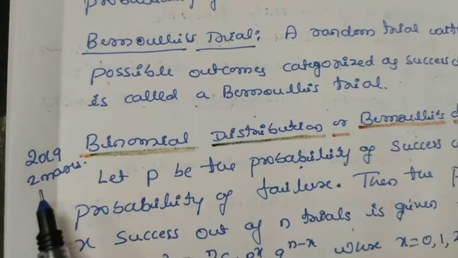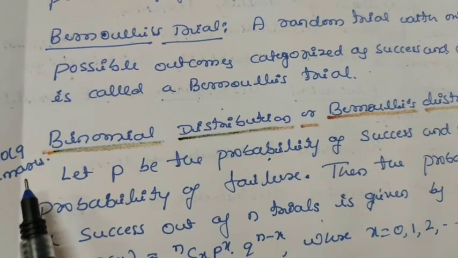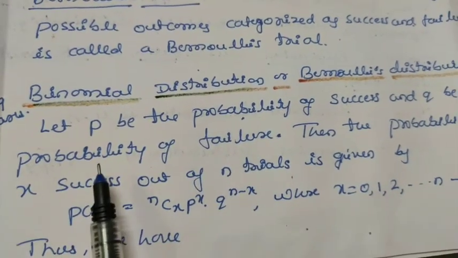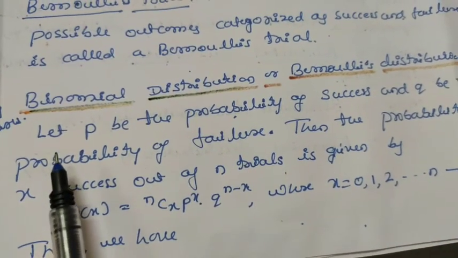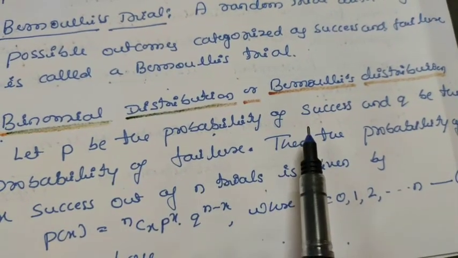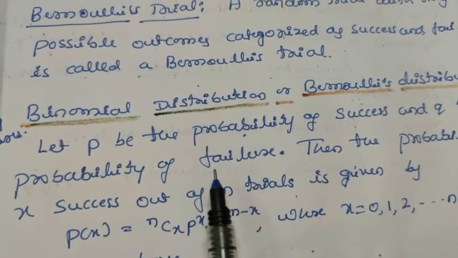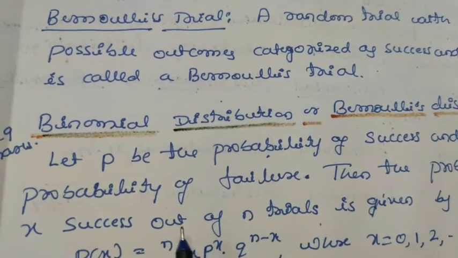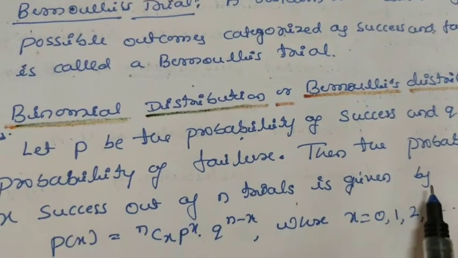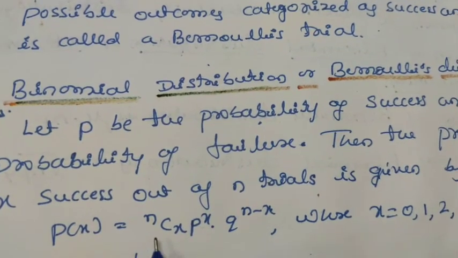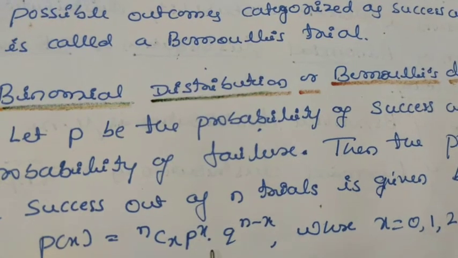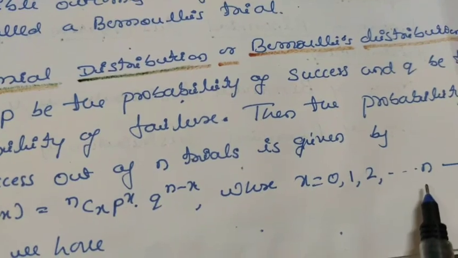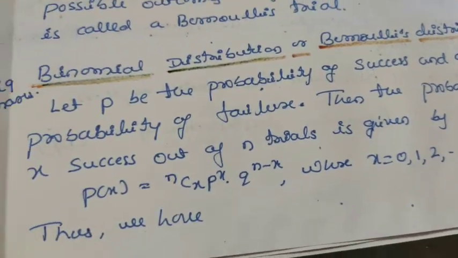This question appeared in 2019 for 2 marks. They asked the definition of this Bernoulli distribution or binomial distribution. Let us take the description of this one. Let p be the probability of success and q be the probability of failure. Then the probability of x successes out of n trials is given by P of x equals nCx p raised to x into q raised to n minus x, where x equals 1, 2, 3 up to n. Take this as equation number 1.